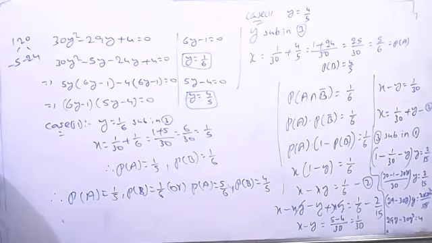Find the probability of getting: first one, 2 red balls; second one, 2 black balls; and third one, one red and one black ball.